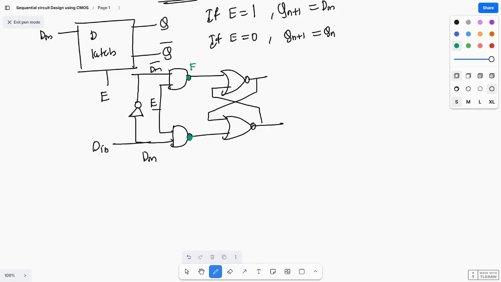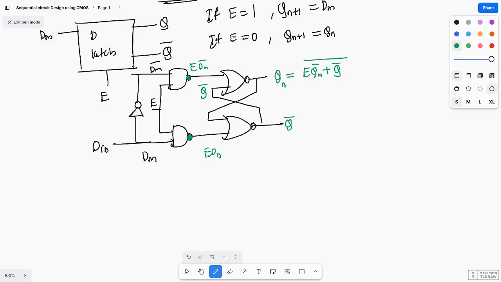Enable into D in bar, this is enable into D in bar. This is nothing but enable into D in. So what is Q? Q equals enable into D in bar plus Q bar, with the Q bar fed back as one input, Q bar whole bar.